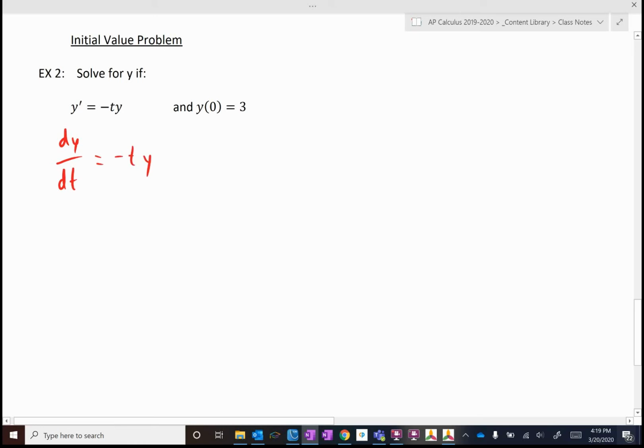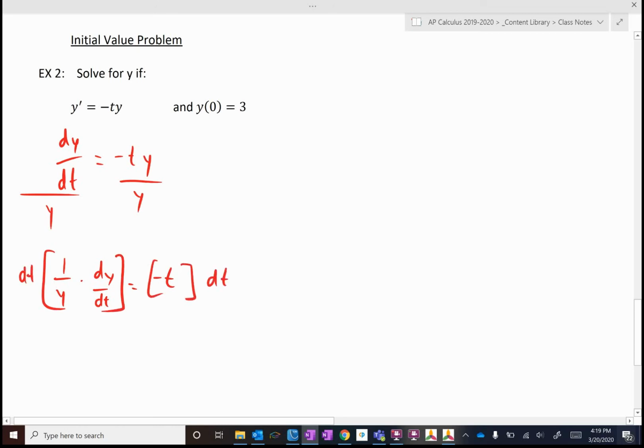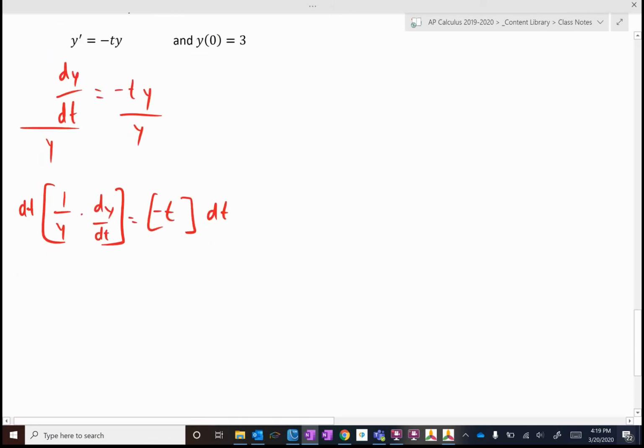And we can use separation of variables. So we want to get all the y's on the left, all the t's on the right. So I'll divide out y. I would get 1 over y times dy dt equals negative t. I also can multiply the dt to both sides, and you can do that all in one step. You don't have to write it out separately like this. So we would get 1 over y dy equals negative t dt.